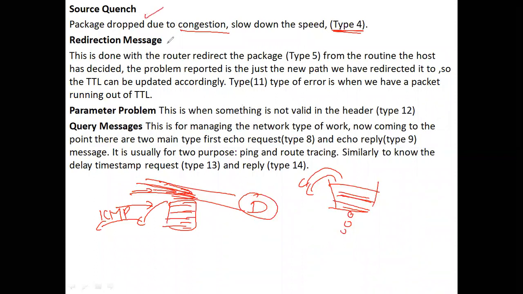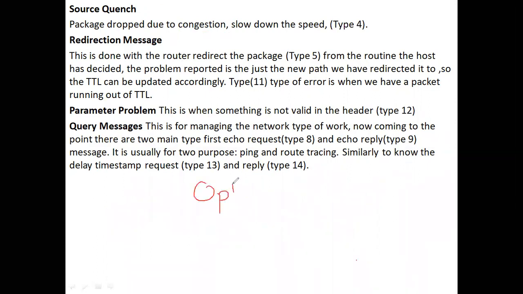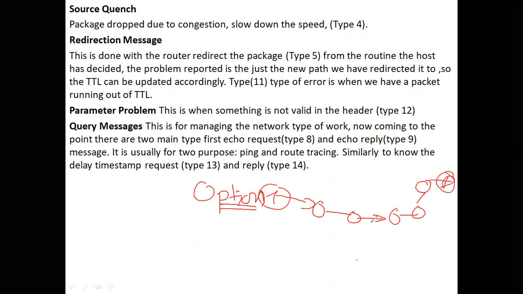Other than that, the redirection method. To understand this, if you remember, in the past videos we discussed the options in the IP header, an option in which you can give a particular set of paths for the packet to reach a particular destination from the host. Now, let's say there is some sort of blockage or congestion, or this particular router has died, then it will take an alternative path from here and then here.